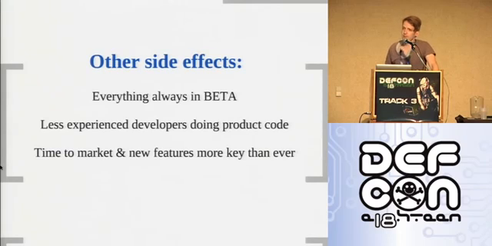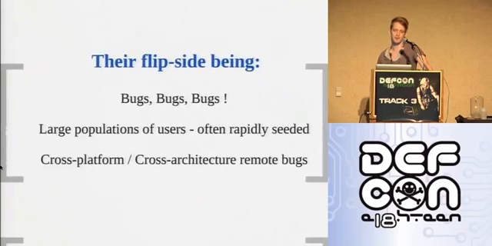Other side effects of the new development model: obviously everything's always in beta. Less experienced developers are developing code that actually is used in products, and time to market and new features are key. So there'll be a lot of new code out there that hasn't necessarily been tested as thoroughly as you'd like, and the flip side of all those points is that there are going to be tons of bugs, and that's what we like. There are often new large populations of users for whatever the in-app of that week is, and they can often be rapidly seeded. So a huge population of users running some very vulnerable code will burst up, and obviously that's the best thing that you can have.